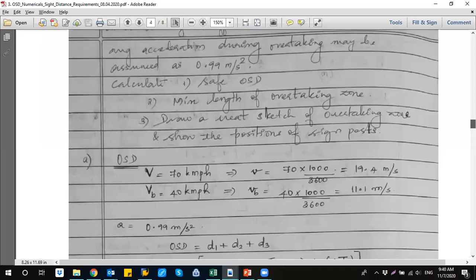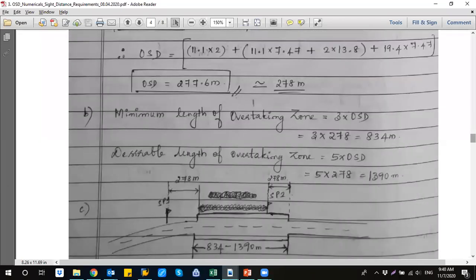Now what was the second question asked to you? Minimum length of the overtaking zone, right? It's just a formula. Minimum length of the overtaking zone will be 3 times OSD, 3 times the value 278. Desirable length of the overtaking zone will be 5 times the OSD. Got it?